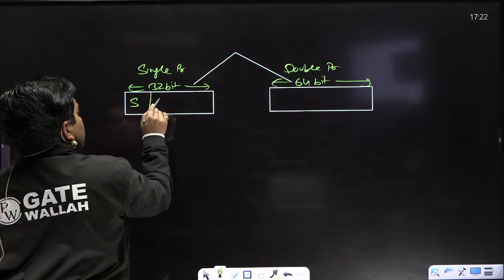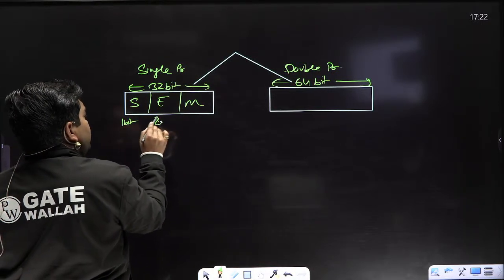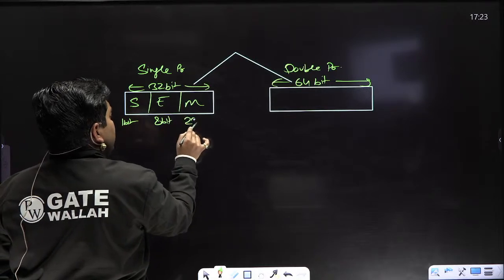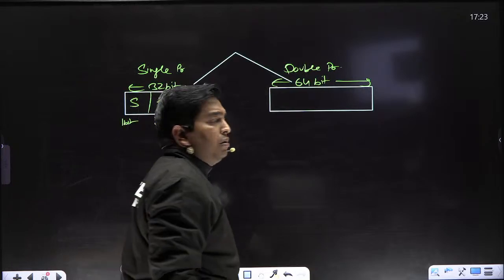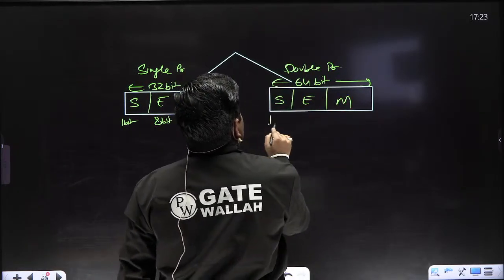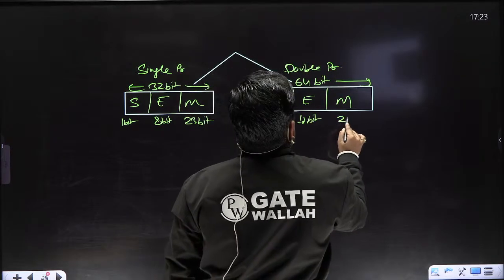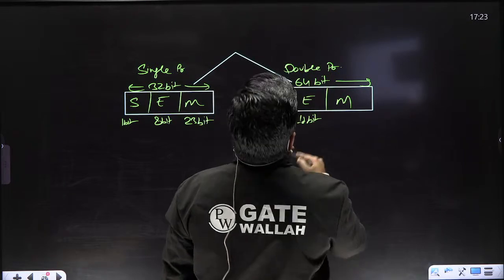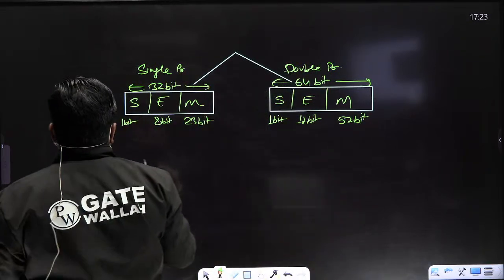Here S, E and M. S is 1 bit, E is 8 bit and the remaining is Mantissa. Clear? And here S, E and M. S is 1 bit, E is 11 bit and the remaining is how much? 52 bits. So what is the value of bias here?